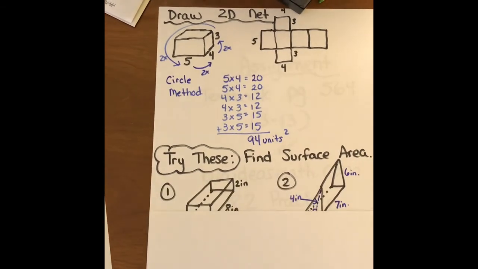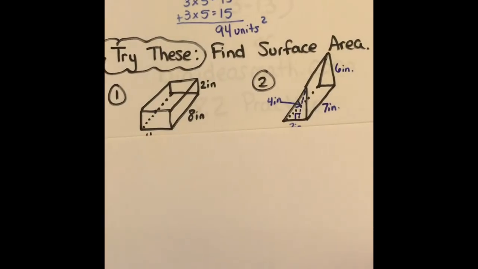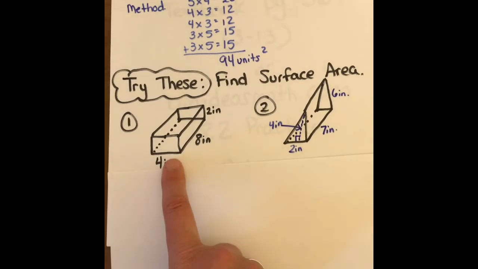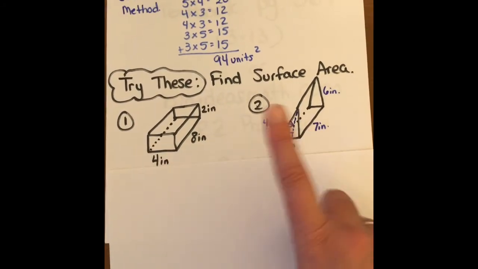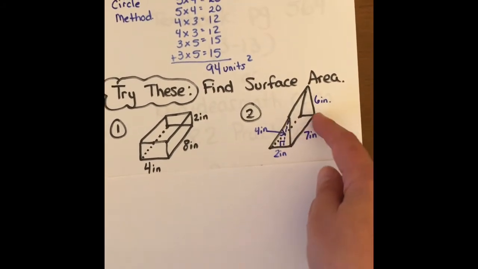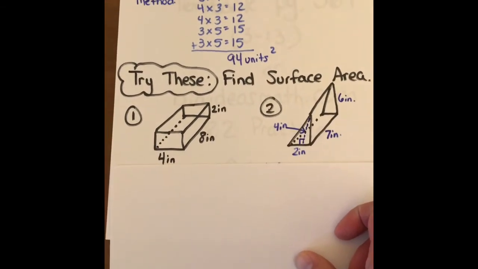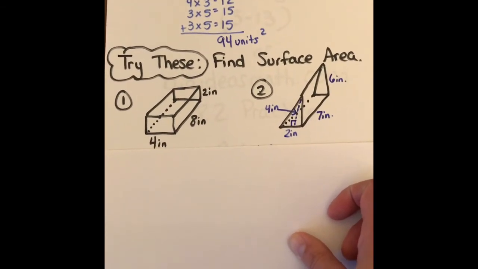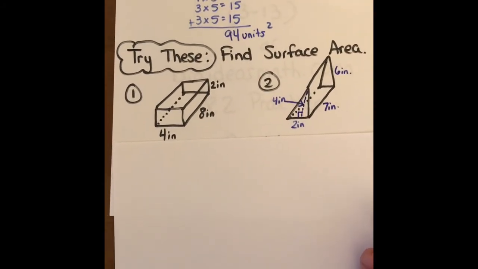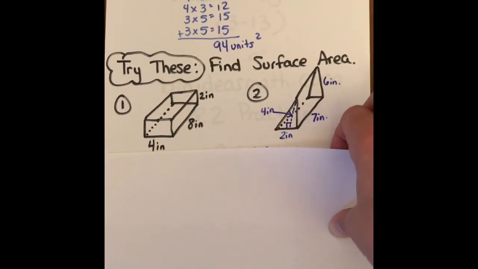So let's see how you do. Go ahead and pause the video if you need to. This one you can use the circle method, this one you cannot. Okay, so this one's going to have 2 triangles, a bottom rectangle, and then 2 side rectangles that you need to add together. So go ahead and pause the video at this time. Work these out. You need to try it out on your own, not just wait for the answers. So go ahead and try those out, but I'm going to go through the answers. So make sure you pause it if you're not done.